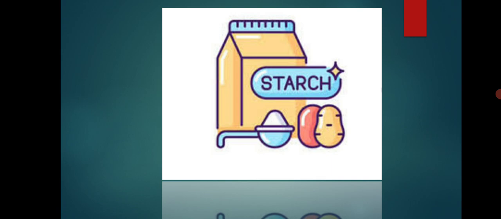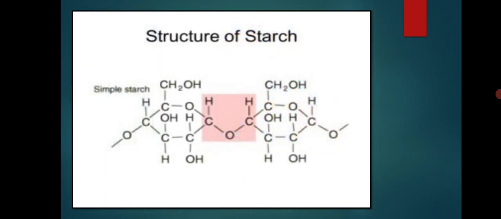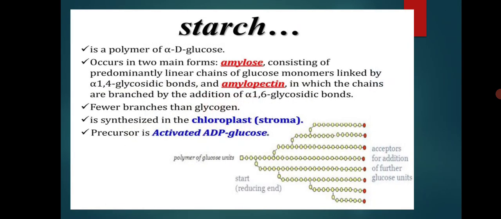So let's focus first on starch. This is the structure of starch, made up of glucose subunits. This is the glucose subunit and it is joined by the glycosidic bond. Let's see the introductory part of starch. Starch is a polymer of alpha D glucose.